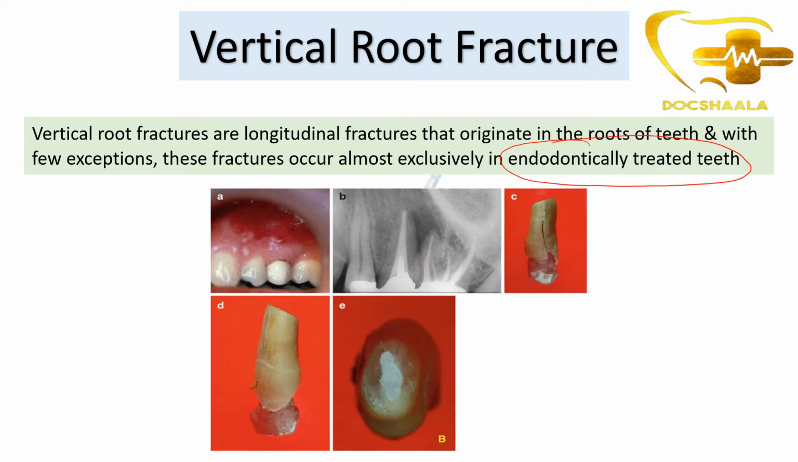Here in this image, you can see the vertical root fracture being depicted. Here you can see the normal in the mouth. Clinically the tooth is somewhat luxated. Here we can see some radiographic evidence of opacities, and here you can see the tooth. This is an endodontically treated tooth, as you can see from the radiograph, and here you can observe a fracture in the root surface of the tooth.